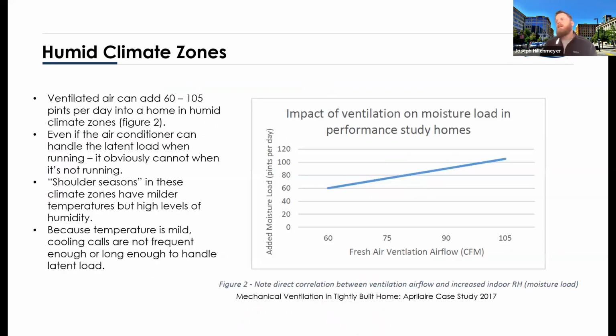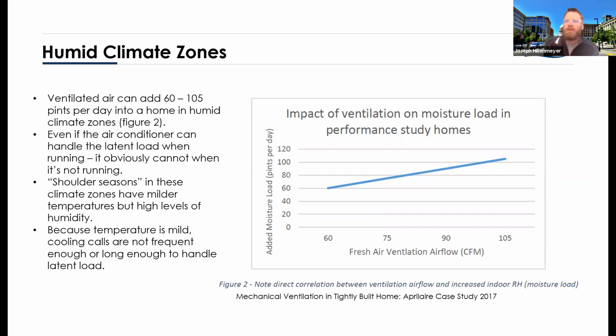So, humid climate zones. We did a case study a couple of years ago down in the Florida area where we measured how much moisture we were bringing into the air when we ventilated, and we came to the conclusion that ventilated air could bring in, depending on the conditions outside, somewhere between 60 and 100 pints of moisture per day into the home in those climate zones. That is a lot of moisture to bring into the home when you're ventilating. And even if the air conditioner could handle that latent load when it's running, it probably couldn't, but even if it could, it's not going to be able to do it when it's not running.